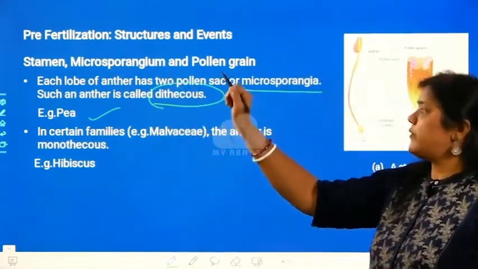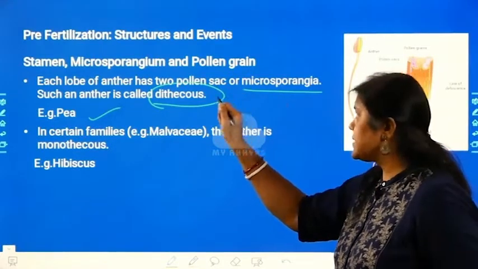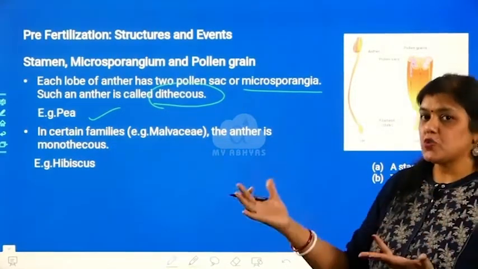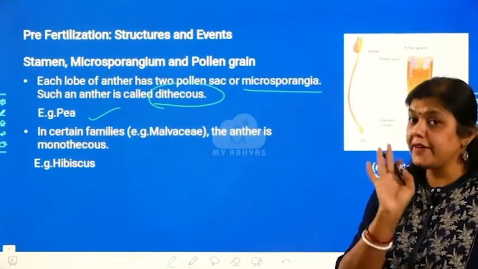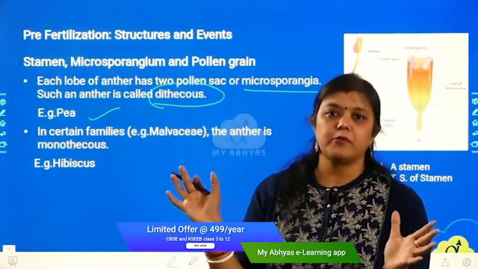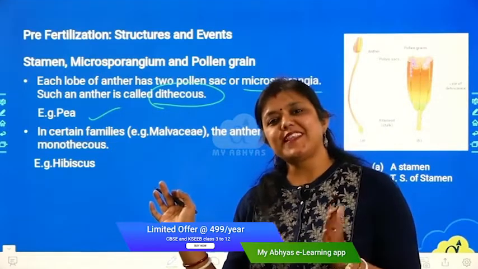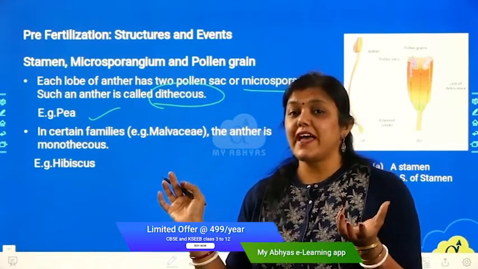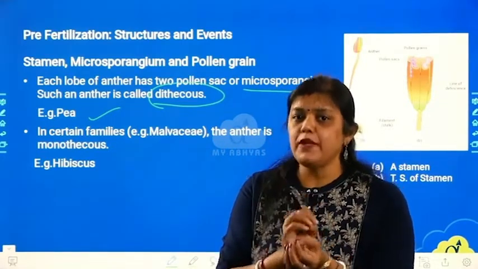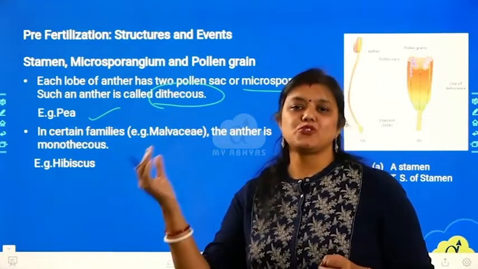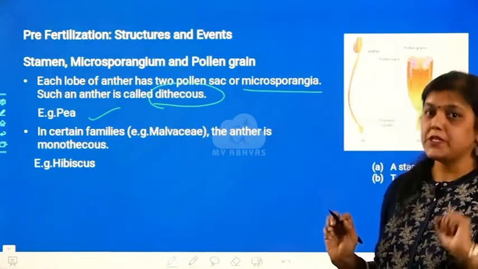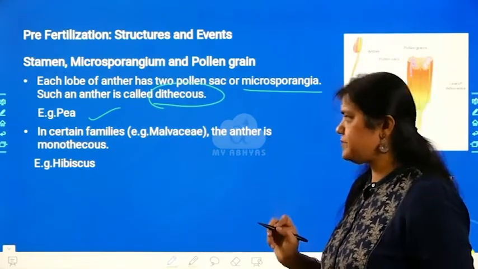So each lobe of anther has 2 pollen sacs or microsporangia. That means pollen sac and microsporangia are the same thing. You should not have any confusion. What is microsporangia? This is a new term I am learning. I never heard about microsporangia. Microsporangia is nothing but the pollen sac. What is the pollen sac? It carries pollen grains, obviously, right? So a sac-like structure which carries the pollen is called pollen sac, and that is also called microsporangia. Okay. And this type of anther, if it has 2 lobes, then what is it called? It is called dithecous.